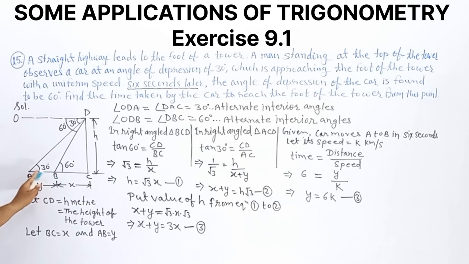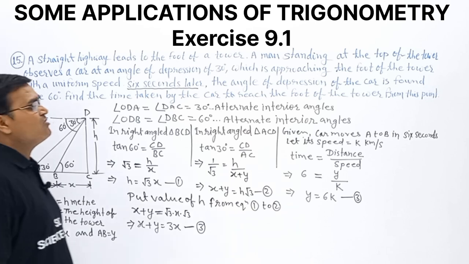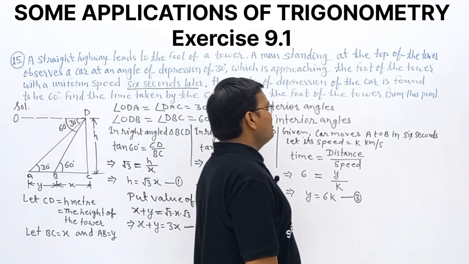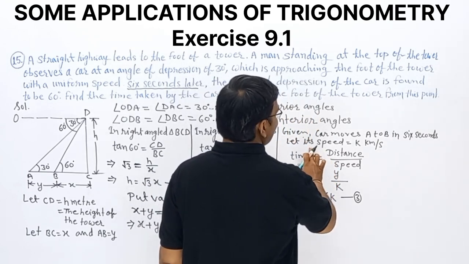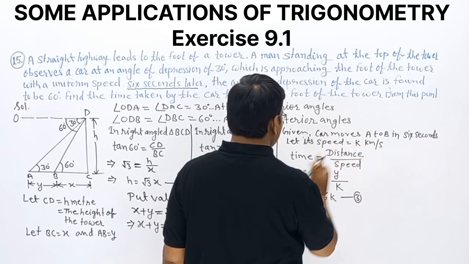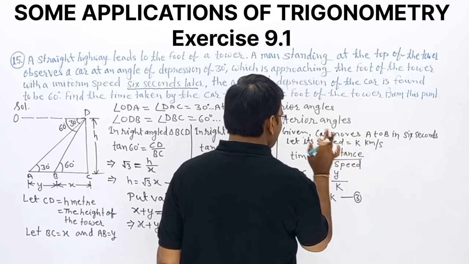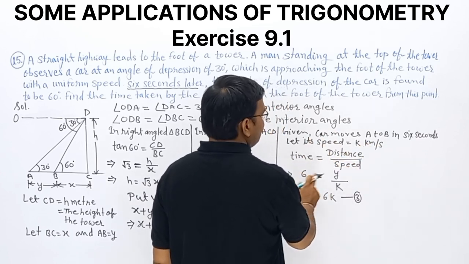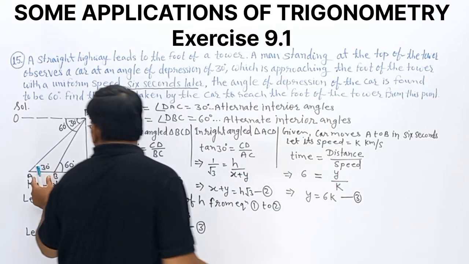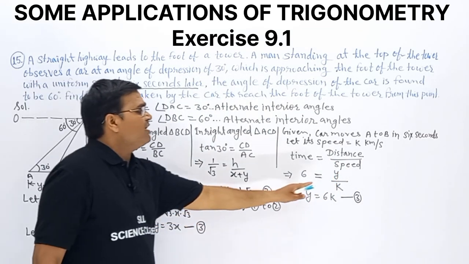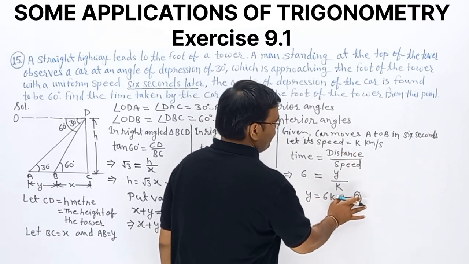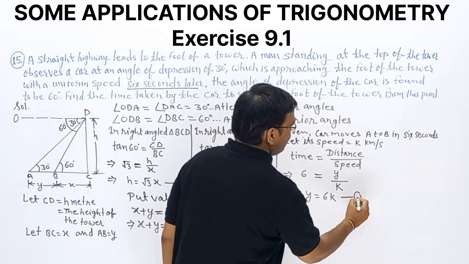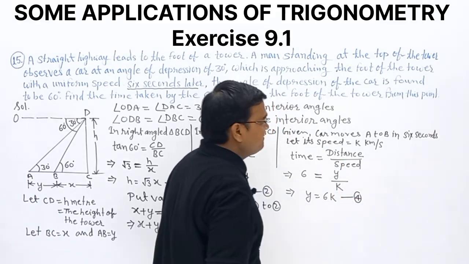We have that from this point to this point the car is moving in 6 seconds. The car is taking 6 seconds, not 6 minutes. So we are assuming the speed is k kilometer per second. Then time will be distance upon speed. Time is 6 seconds, and the distance in between both we assumed as y, and k is the speed we assumed. Then y equal to 6k. This will be equation number 4. Clear?